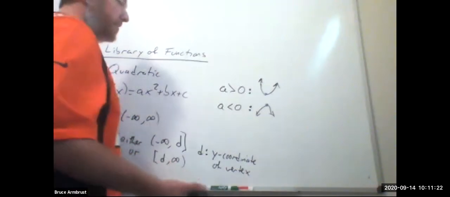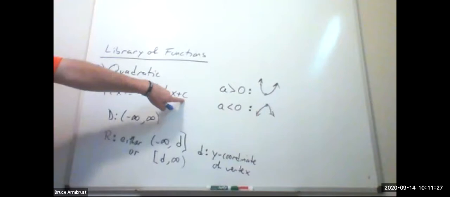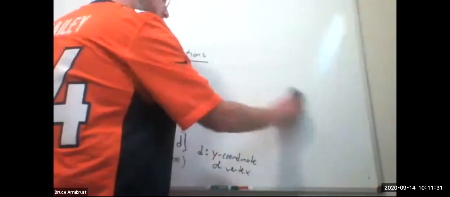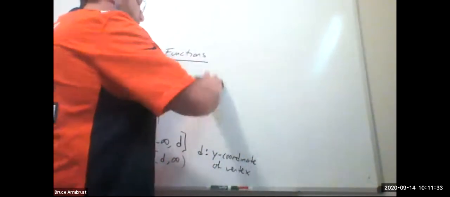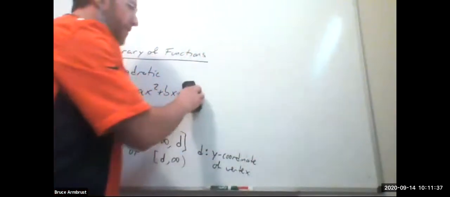In terms of the intercepts, like I told you, the y-intercept is easy. You just look at C. For the x-intercepts, there's a really fast way of determining how many there are. And that's by looking at what we call the discriminant.